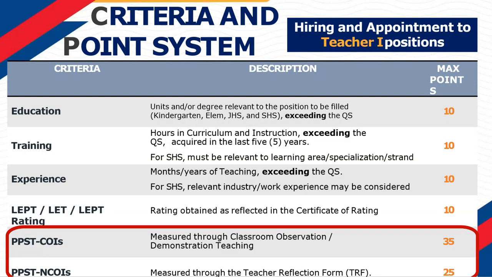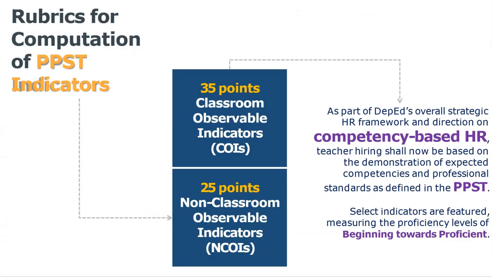Let us go to the other 2 criteria, which are the Philippine Professional Standards for Teachers classroom observable indicators and non-classroom observable indicators. Classroom observable indicators would give you a maximum of 35 points, while non-classroom observable indicators would give you 25 points. This is part of the strategic HR framework of the Department of Education to ensure that hiring is a competency-based process.